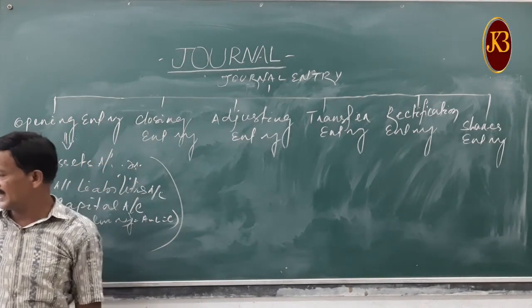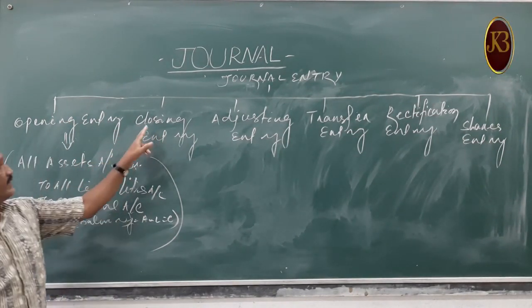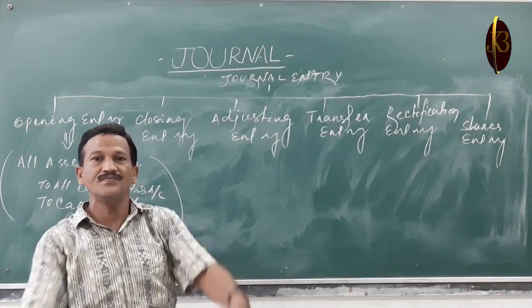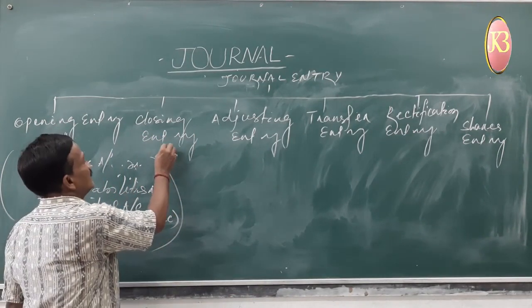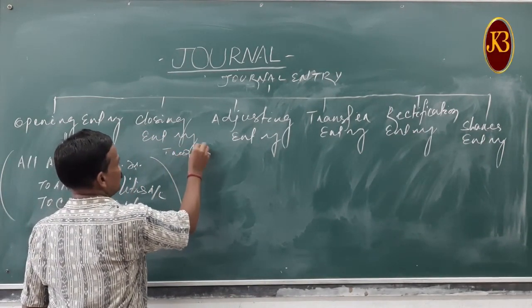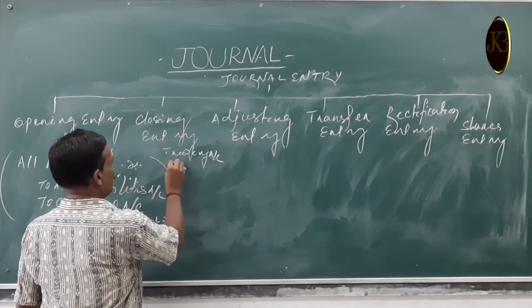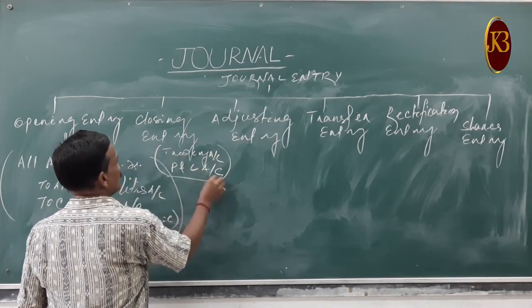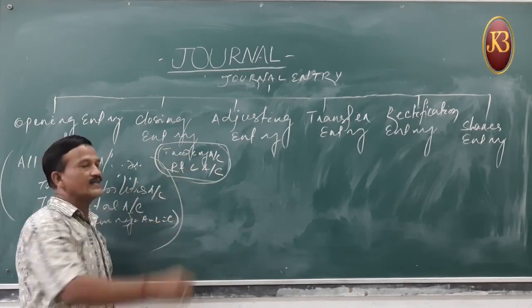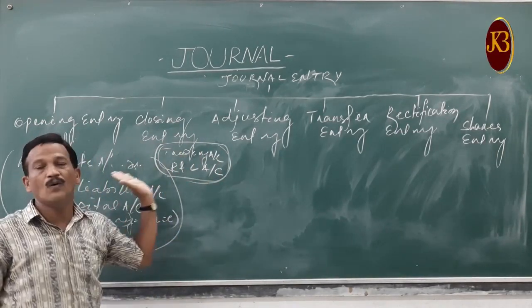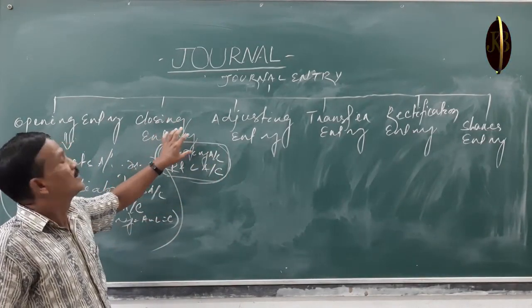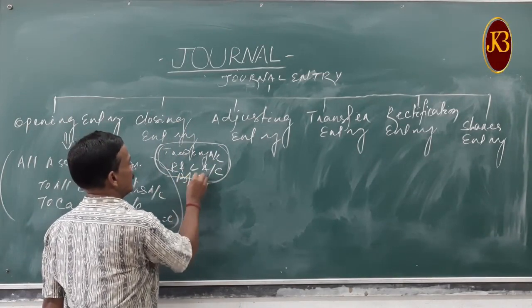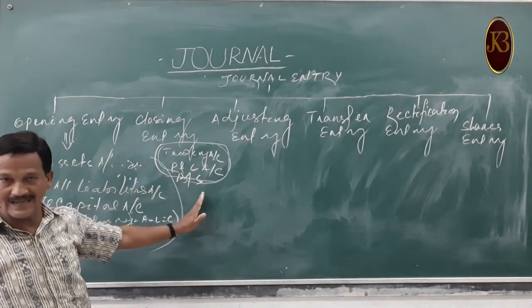Then comes closing entries. This closing entry is to be done at the end of the year to close the various books of accounts. That means the trading account and profit and loss account are debited and credited by transferring all the accounts, for closing the books of accounts to find out the results and balance sheet. So this is called closing entries.